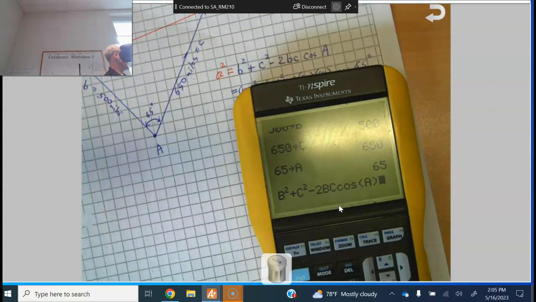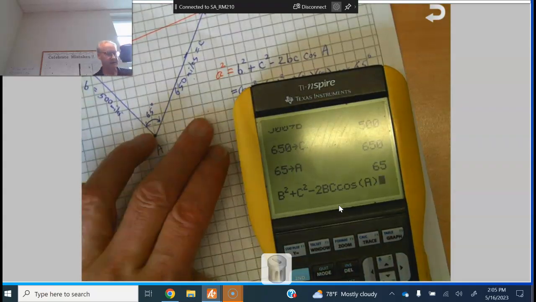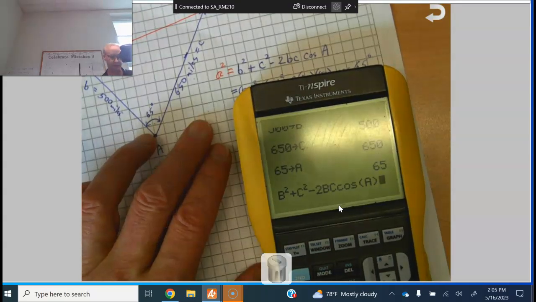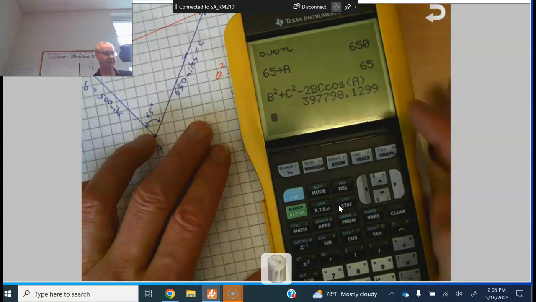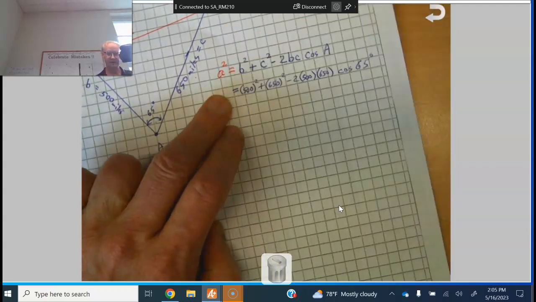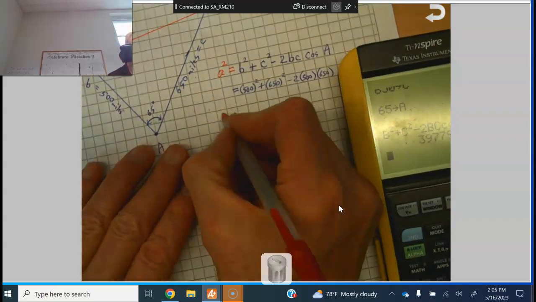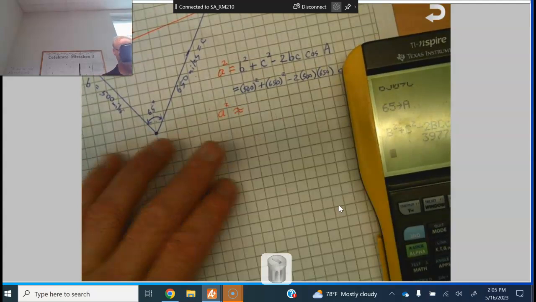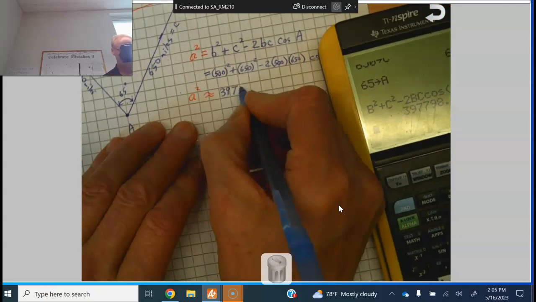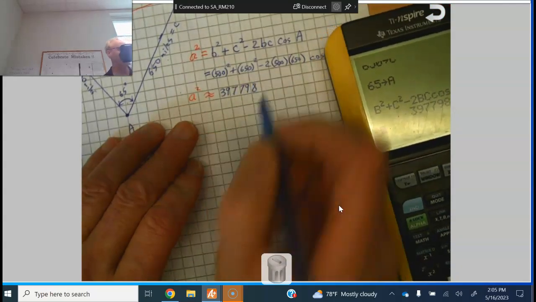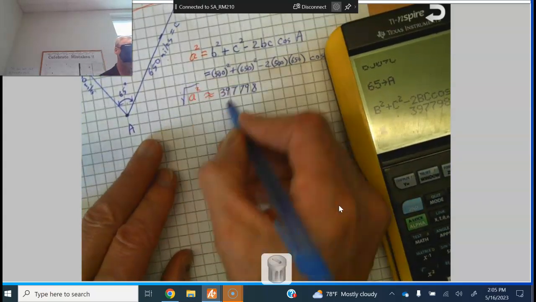We could program this in like we programmed in the volume formulas and the surface area formulas for cylinders and cones, but it's pretty easy to substitute this in. And you press enter and you get 397,798. This is not the distance A. This is A squared. I'm getting 397,798 approximately, and I need to take the square root to find A.